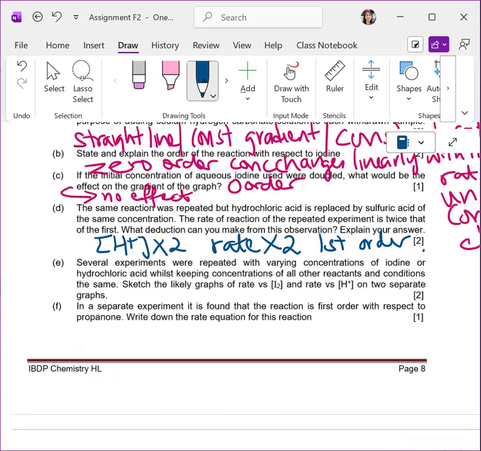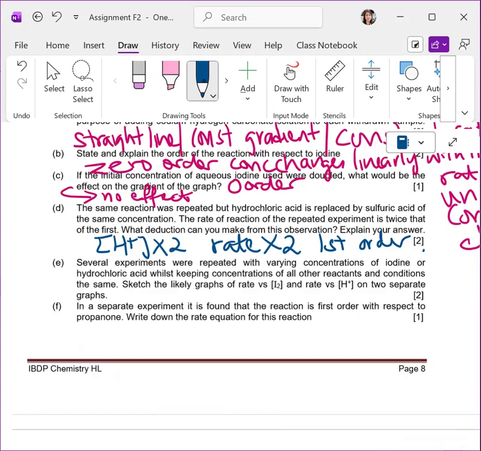Because sulfuric acid is diprotic. So by changing the acid, with the same acid concentration, the concentration of H+ is doubled. So rate of reaction also happens to double, and therefore it must be first order. Okay, next part E.